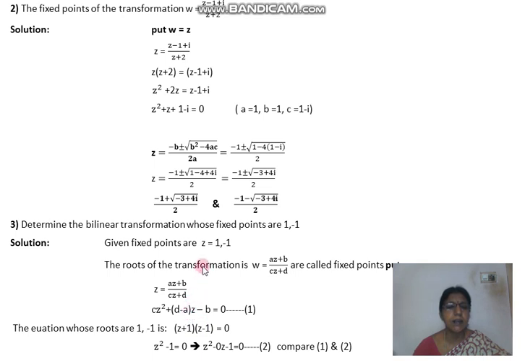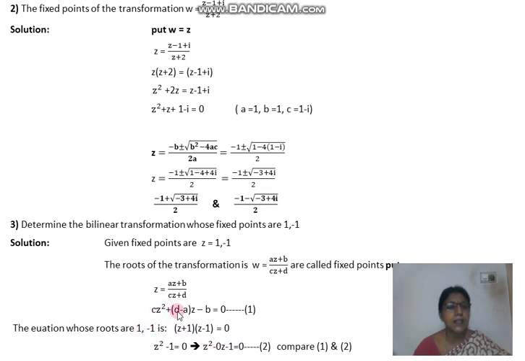These roots are 1 and minus 1, which we have been given. But from algebra, if the roots of an equation are 1 and minus 1, then its equation is (Z plus 1) into (Z minus 1), which becomes Z square minus 1 is 0, which implies Z square minus 0Z minus 1 is 0. So what is this equation? This is a quadratic equation whose roots are 1 and minus 1.